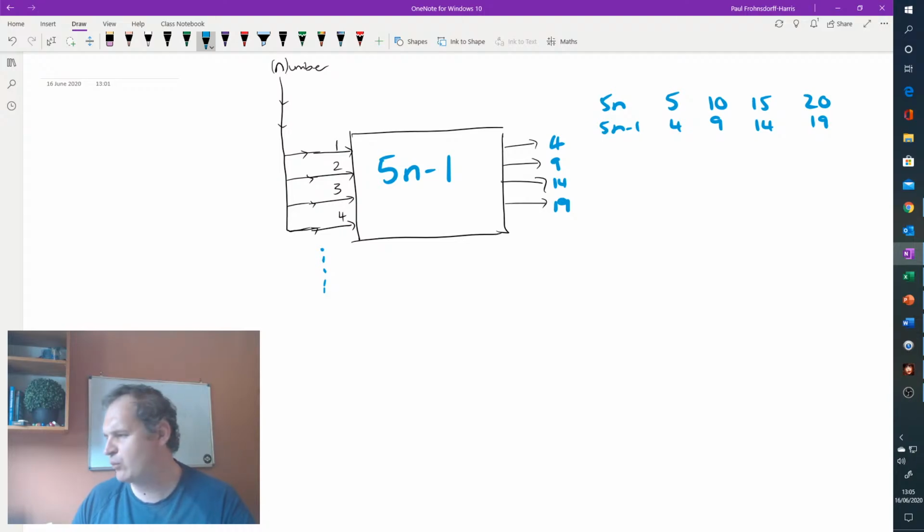So 4, 9, well done Adeline, that's excellent work. So we've got the outputs come from doing the 5 times table, take away 1. 5 times 1, 5 times 2, 5 times 3. We can keep up with this idea.